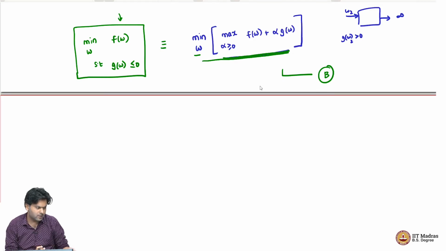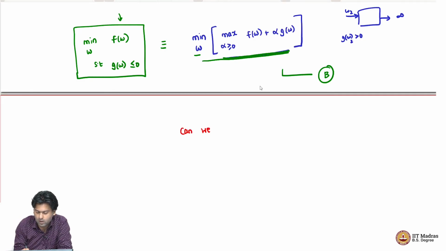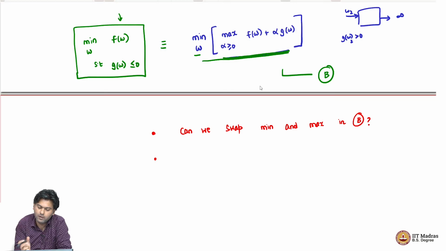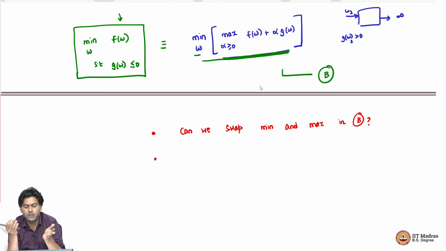Now the question arises: when you have a min-max problem, one can ask, can we swap min and max in (b)? This is the first question we'll ask. Of course, you can always swap, but the question is, if you swap, does it affect the final answer? So can we swap and not affect the final answer is what we are asking. That is, instead of saying min over w, max over alpha greater than or equal to 0 of something, can I look at max over alpha greater than or equal to 0, min over w of the same thing? Are these things the same? So will they evaluate to the same value?